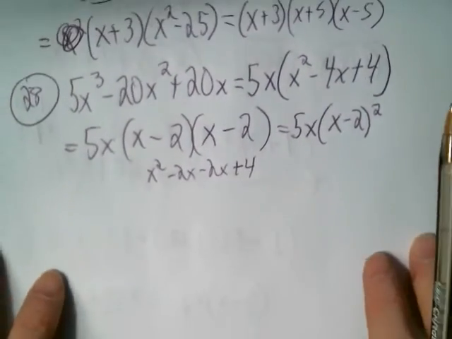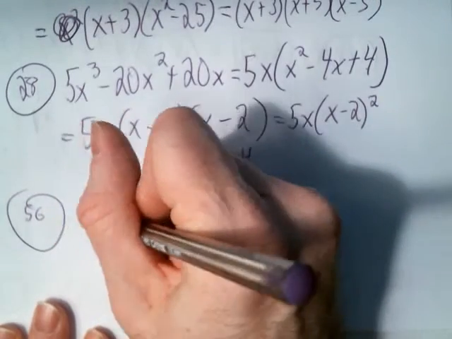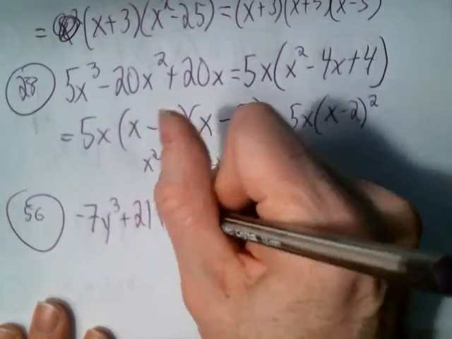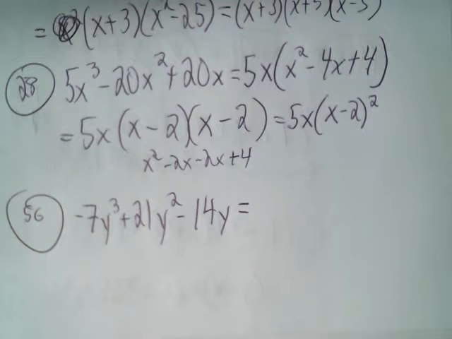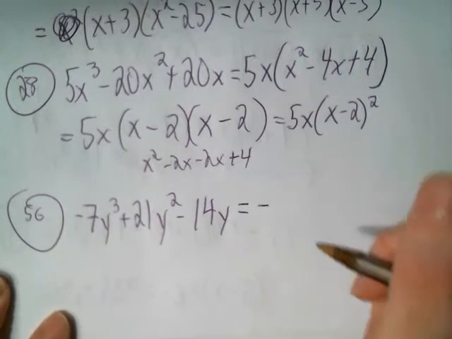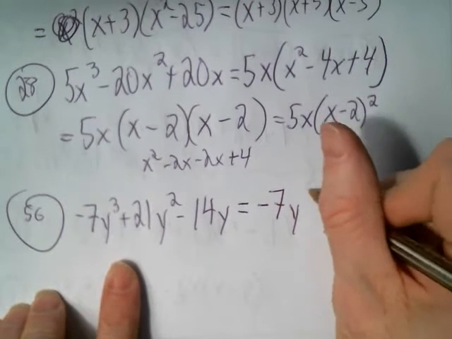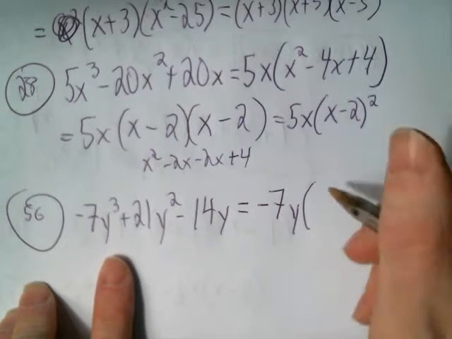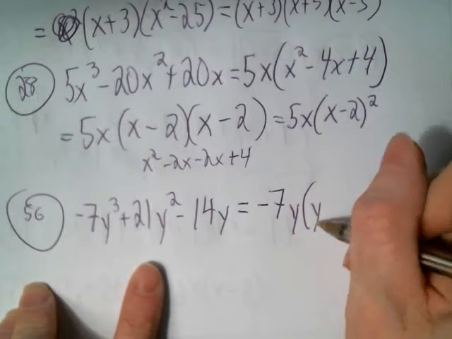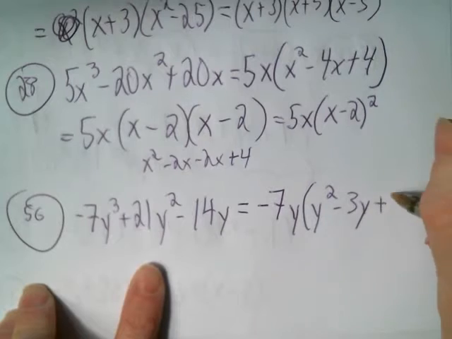Let's keep moving. So we get 56. Negative 7y cubed plus 21y squared minus 14y. Okay, I want to factor out that negative first off. Then each one is divisible by 7. And then I can factor out y as well. That leaves me with y squared minus 3y plus 2.